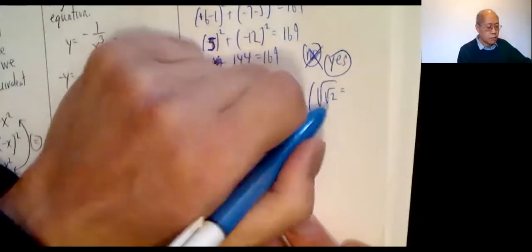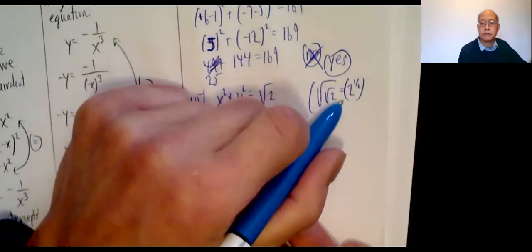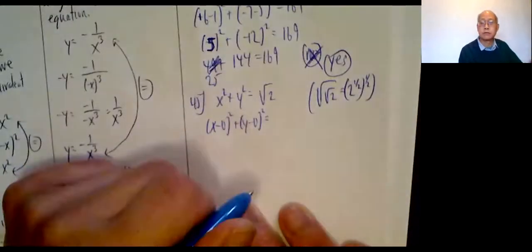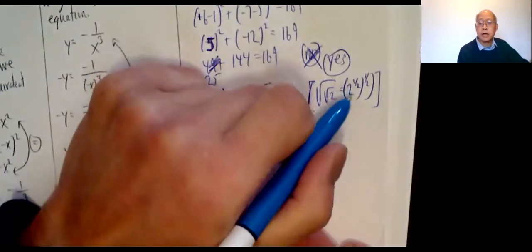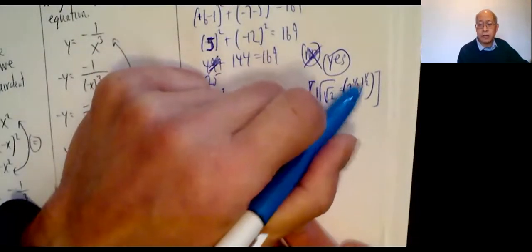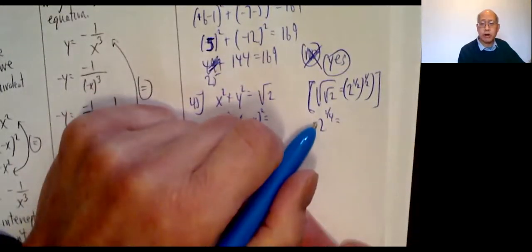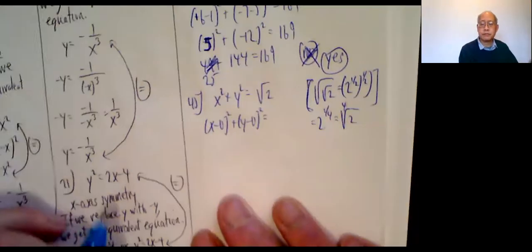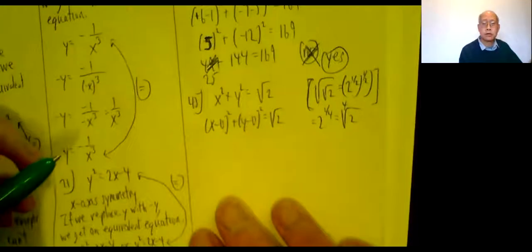Okay, that's weird. But remember, when you take a square root, you're raising it to the 1/2 power. And then there's another square root, so that's another 1/2 power. And then you can multiply these. 1/2 times 1/2 is 1/4. And 2 to the 1/4 means the 4th root of 2. It's kind of weird, I know. So this is what I have.